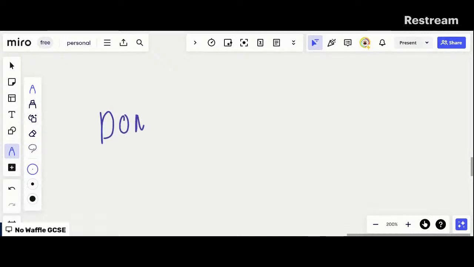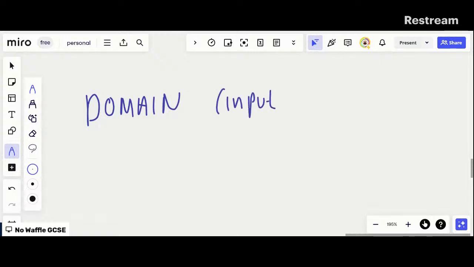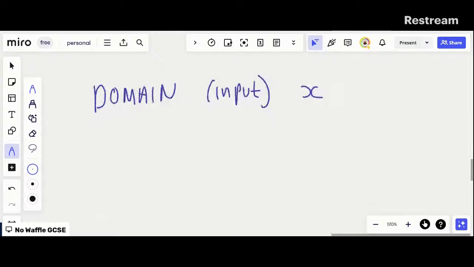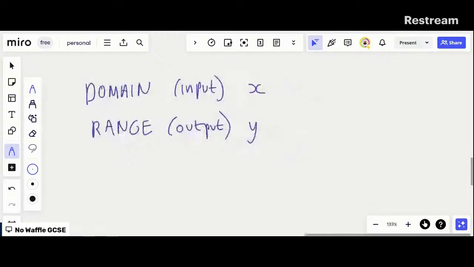So what is domain and what is range? Domain are the values that you plug in, the input, i.e. the values of x. And therefore the range are the values that are outputted, the values that you obtain. So they are the outputs, i.e. the y value. For example, when you have an equation y is equal to mx plus c, you get a value for y. So your inputs, your domain is x, and your outputs, your range is y.